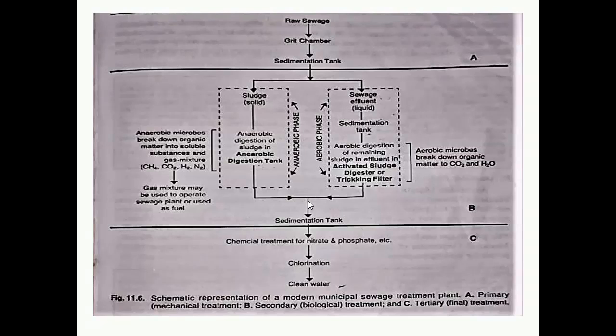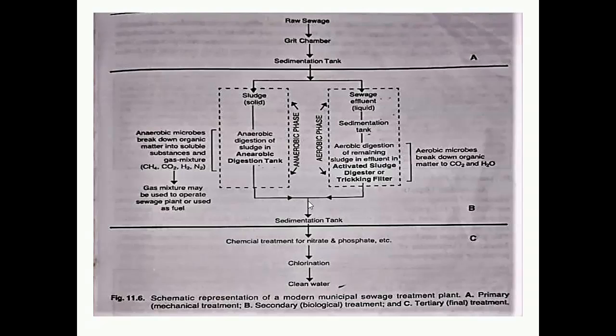In this anaerobic digestion, the sludge is mixed with anaerobic microorganisms. These microorganisms digest the sludge and produce methane gas, which is used for the household. Then the remaining sludge and effluent particles enter the sedimentation tank. This total process is nothing but the secondary treatment. After the sedimentation tank, this material enters the tertiary treatment process.